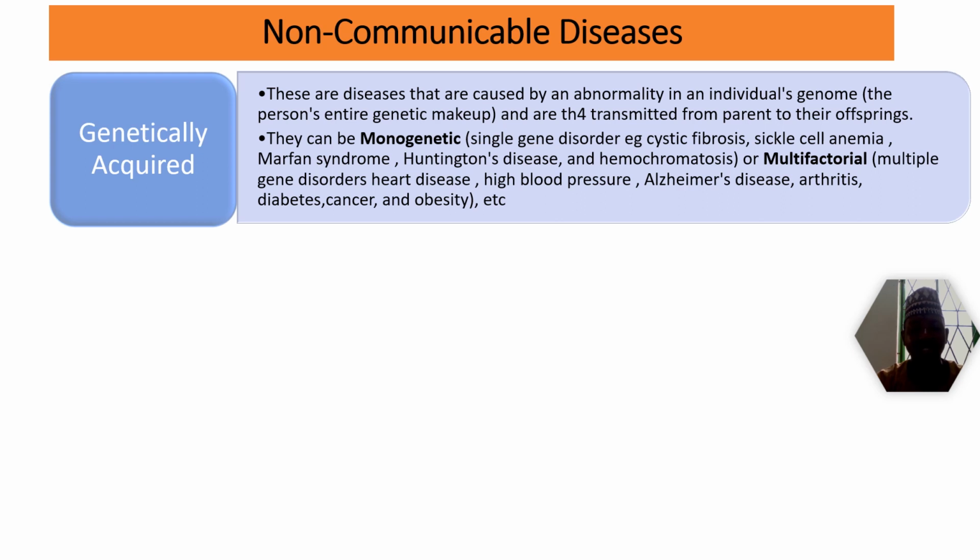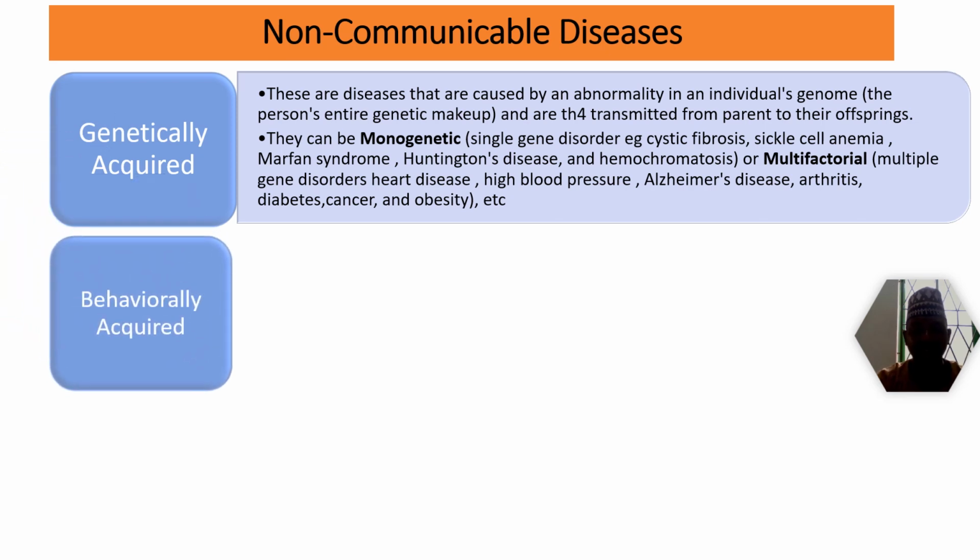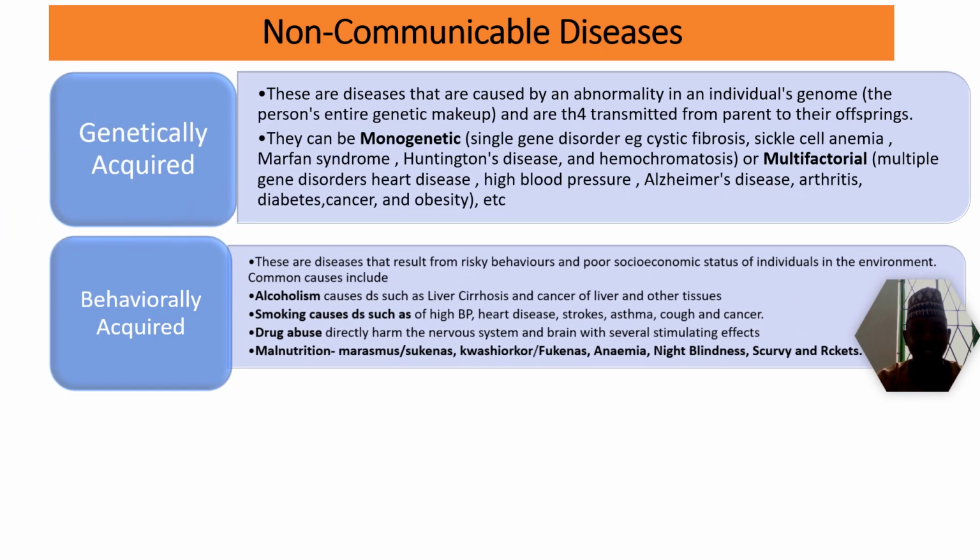Multifactorial in the sense that many genes are involved, many genes become affected, leading to some disorders such as heart diseases, high blood pressure, Alzheimer's disease, arthritis, diabetes, cancer, and obesity. So in short, these are some of the examples of genetically acquired non-communicable diseases. Now we have the behaviorally acquired non-communicable diseases.